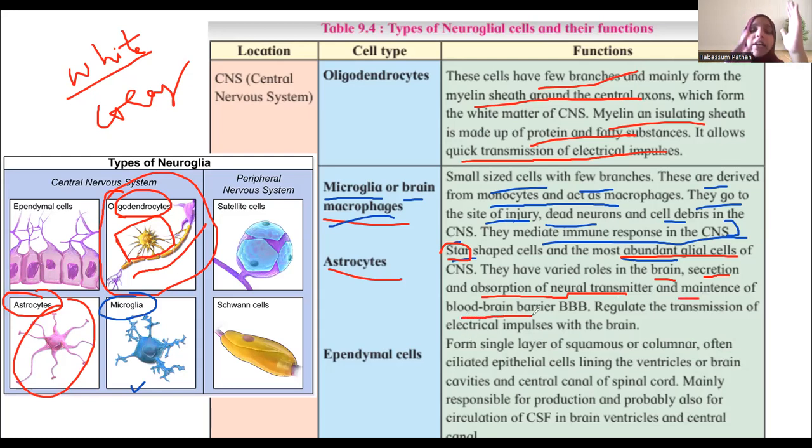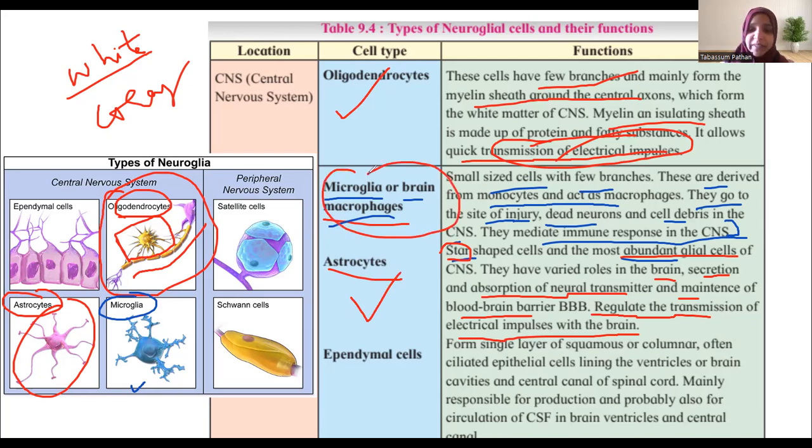There is a barrier between the blood vessels in the brain. There is a vascular connection to the brain, but only to a certain extent. So to maintain that barrier, astrocytes will help. Okay. They also help in regulating the transmission of the electrical impulse within the brain. So basically, all these types of neuroglial cells, directly or indirectly, are helping the neuron in the transmission of the electrical impulse. Just like we saw oligodendrocytes and then astrocytes. These are basically the immune cells.